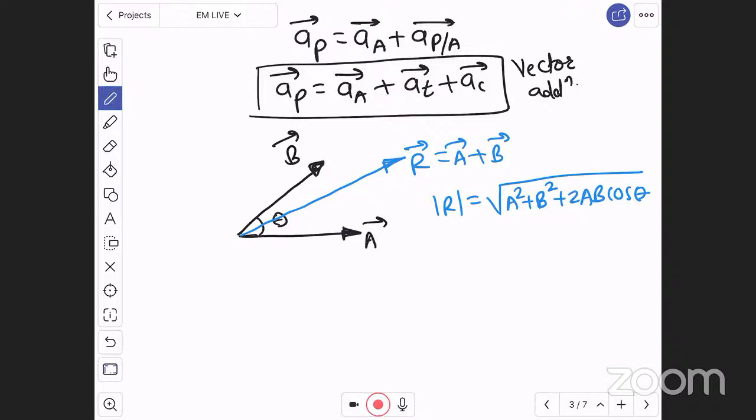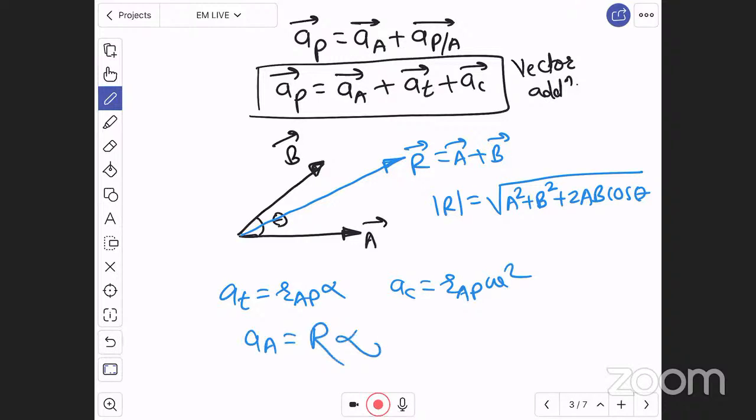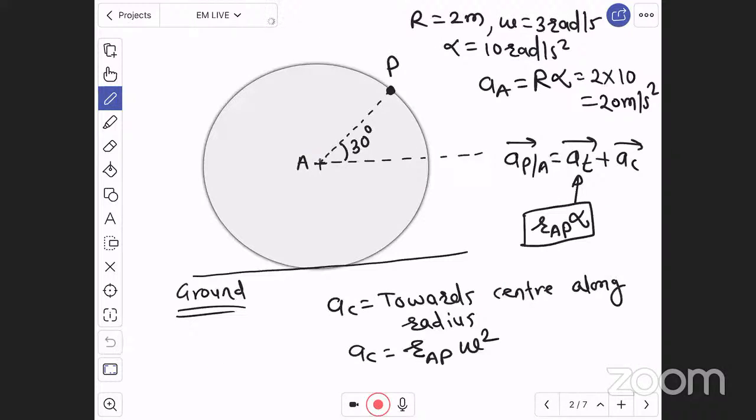अब तो समझ में आया ना? And AT क्या होता है? RAP alpha, and AC is RAP omega square, and acceleration of A is radius of wheel into alpha. Acceleration of center point is radius of wheel into angular acceleration. But tangential acceleration is distance of center point from that point. अब यहाँ पे तो circumference पे है, RAP radius ही बन गया है, यहाँ पे तो RAP is equal to radius of wheel बन गया.